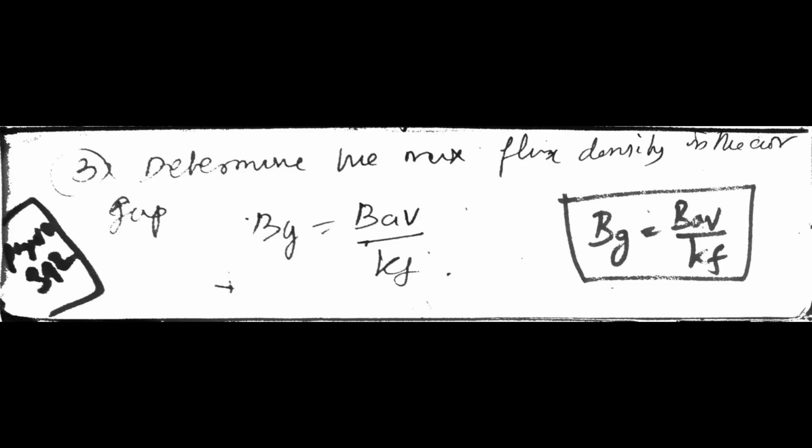Steps for calculation of air gap length. Third step, determine the maximum flux density in the air gap. Maximum flux density in the air gap, BG, is equal to B average divided by KF.